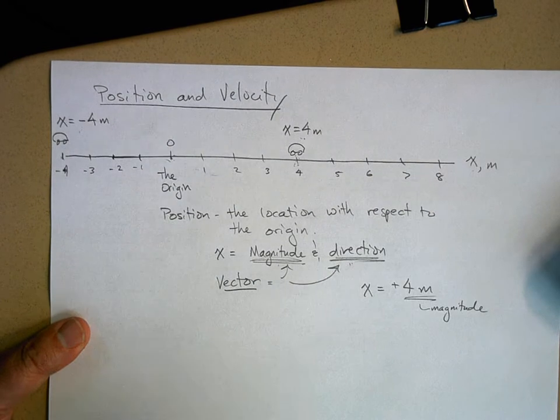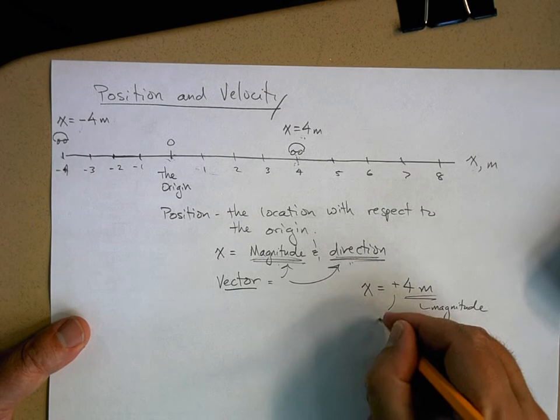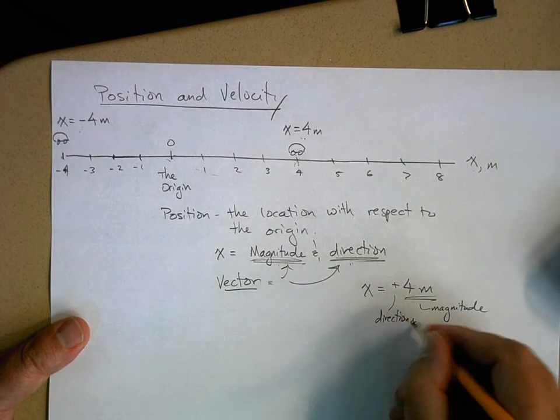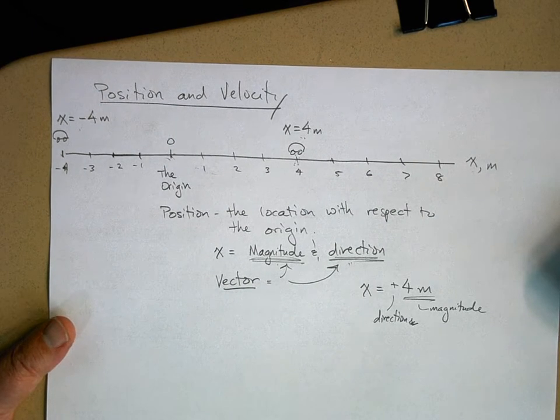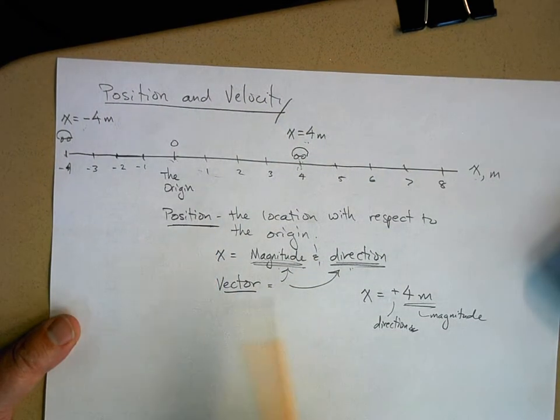And the positive, which we usually don't write there. If we leave it off, we just assume it's positive. But what is that positive? That's the direction. Okay, so we've defined position, and we've described it as a vector.